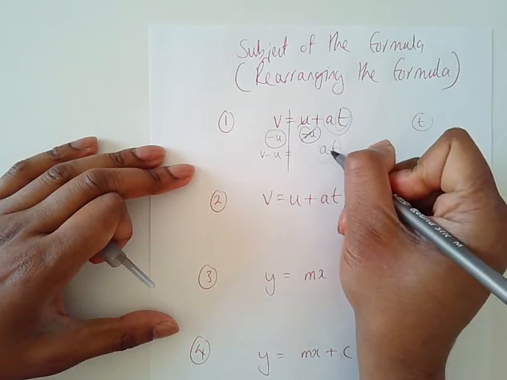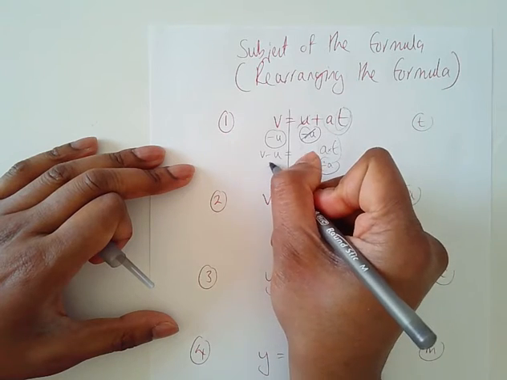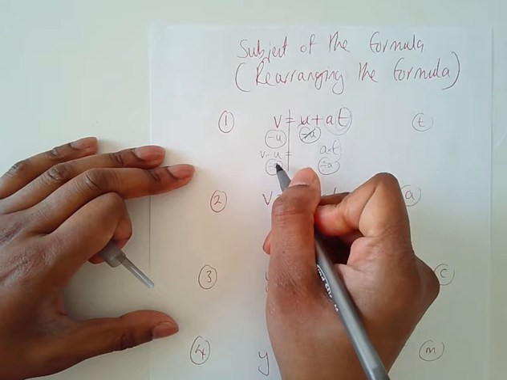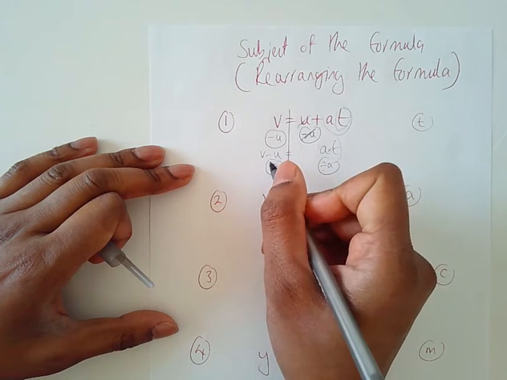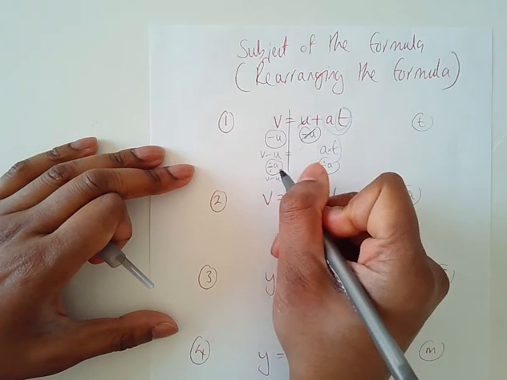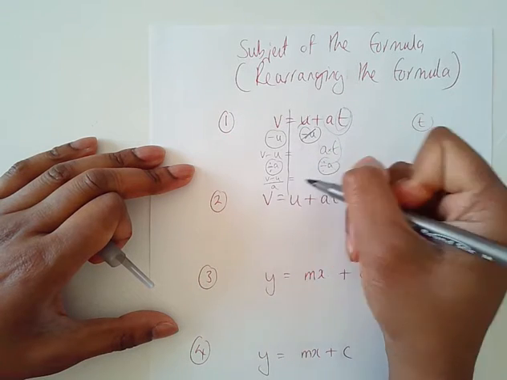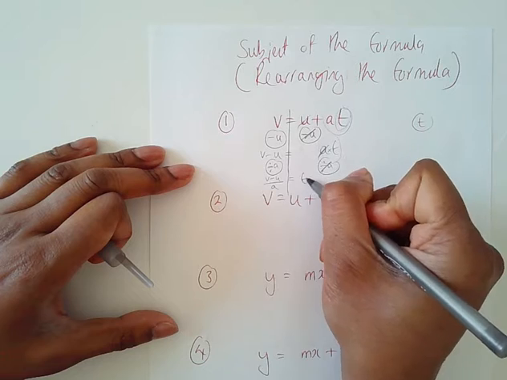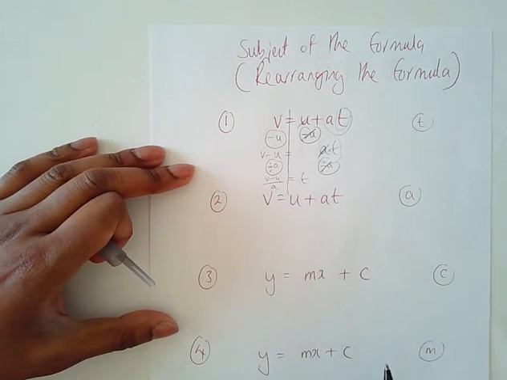Now to get rid of the times by A, you divide by A. What you do this side, do on the other side. So what happens now is you have V minus U divided by A. It's dividing everything by A. No discrimination here, so everything will be divided by A. So that will be V minus U divided by A. A divided by A, they knock each other out, you're left with T. Now you can see T is the subject of the formula.